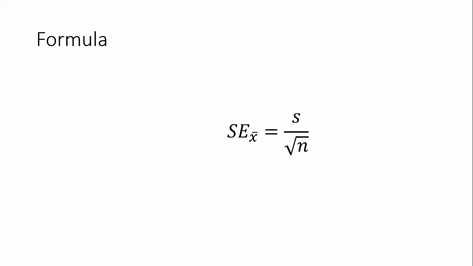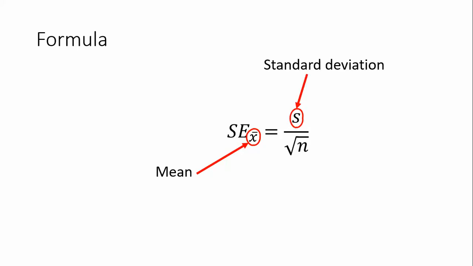So let's take a look at the formula, and this is directly from your formula chart. X bar, once again, means mean. The S is the standard deviation, and you will hopefully be given that, although in a lot of cases you're just given the standard error of the mean and you have to interpret it. And then n is sample size again.